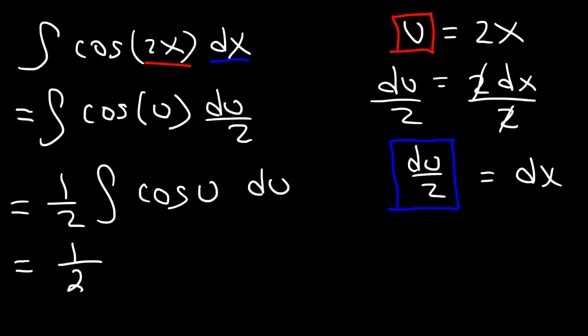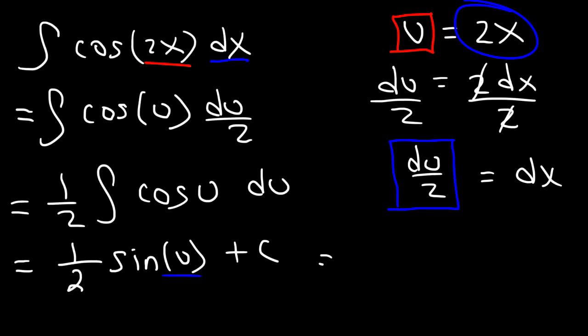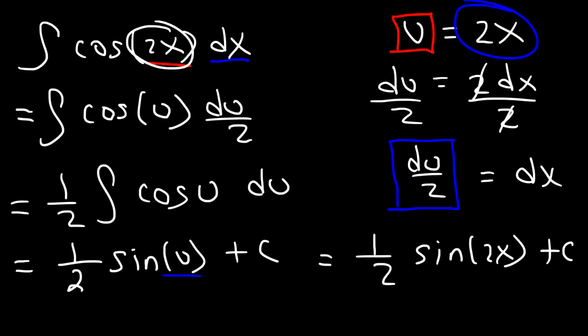So this is going to be 1/2 sine of u plus c. And now at this point you can replace u with 2x. So the final answer is 1/2 sine 2x plus c. Now I'm going to show you a general process that will help you to integrate sine and cosine functions if the angle is a linear function.